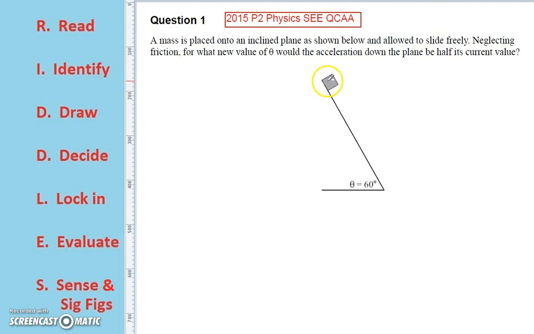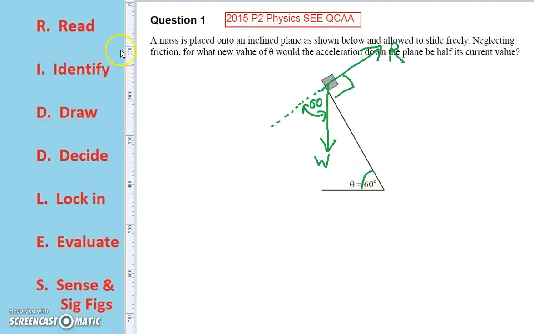Now, having read the question, we need to identify and draw the forces that are acting on my block. Starting here, I have a reaction force perpendicular to the plane, at a right angle there. And I have a vertical weight force going straight down. Now my weight force is at an angle to the plane, and it's an angle of 60 degrees to the vertical, which is the same as the angle here.